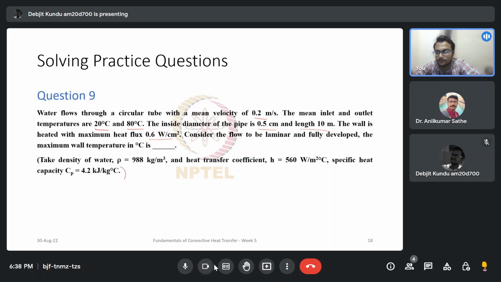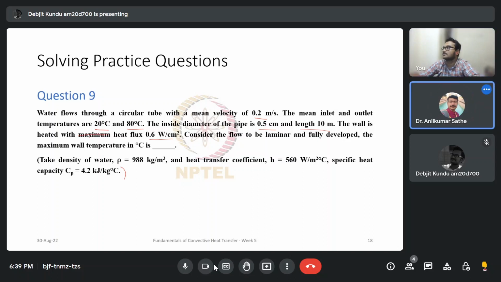Okay, I'll drop a few hints. First of all, I have the expression of TWX in terms of TMI, but I'm not getting the maximum temperature. Can you try to draw the temperature profiles with respect to X for constant heat flux condition? Yeah. Okay, let's take constant heat flux condition.